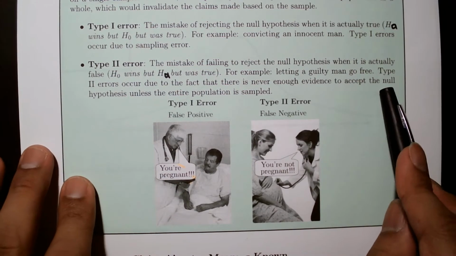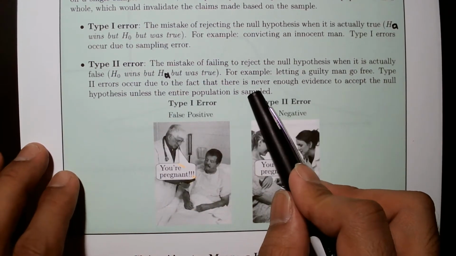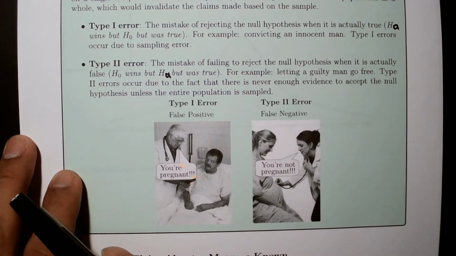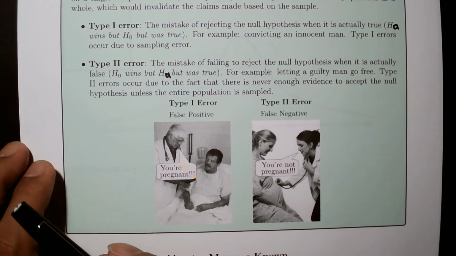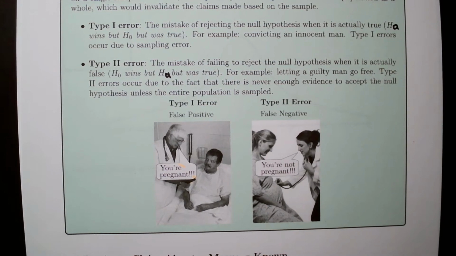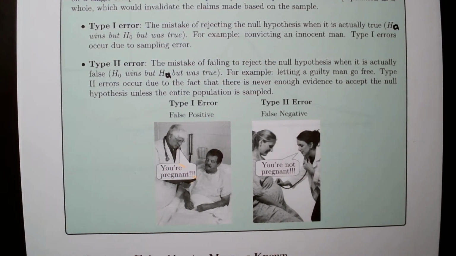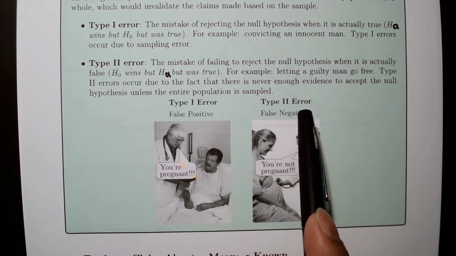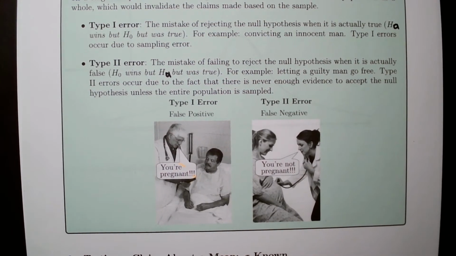This type of error occurs due to the fact that there is never enough evidence to accept the null hypothesis unless the entire population is sampled. But again, it's a task not easily done. So that's why we conduct these processes of taking a sample. I think these pictures right here will give you a good idea of what type 1 error and type 2 error are.